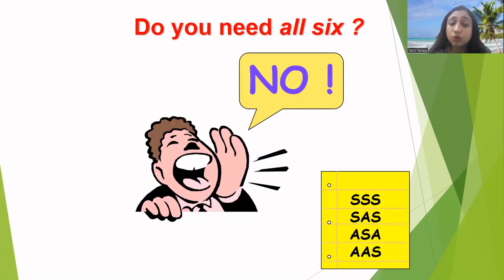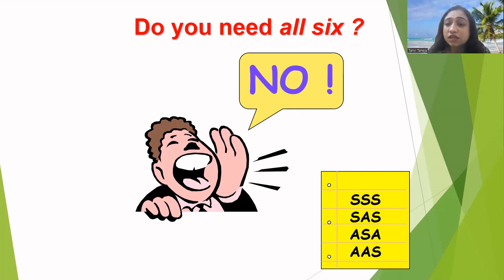So do we need to prove all the 6 parts to make the two triangles congruent? No, absolutely not. We can have just 3 things. By just 3 things, we can prove the two triangles to be congruent. What are these criteria by which you can prove them congruent? In these criteria, we just have to prove 3 corresponding parts to be equal and the triangles will become congruent.